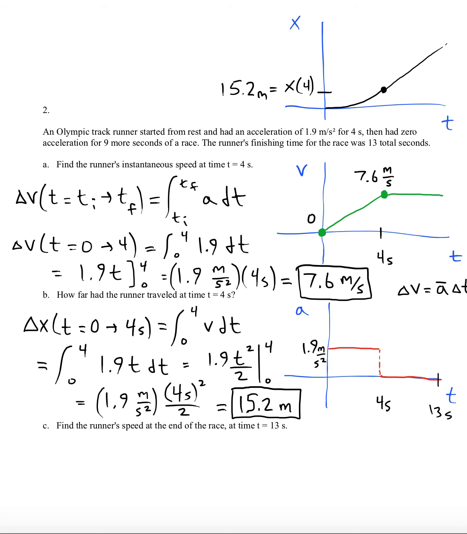Lastly, we're asked to find the runner's speed at the end of the race at t equals 13 seconds. Well, that question is more of a concept question than anything. If you look at the velocity graph, you can probably answer it. They're asking us, what is the velocity at 13 seconds, right? Well, it's the same as it was at 4 seconds.